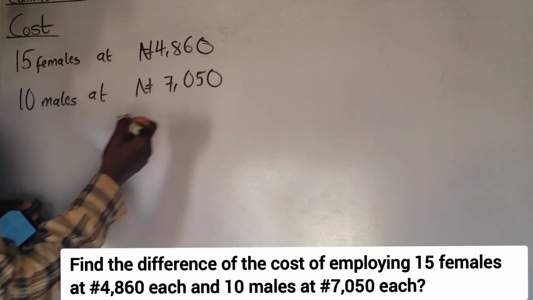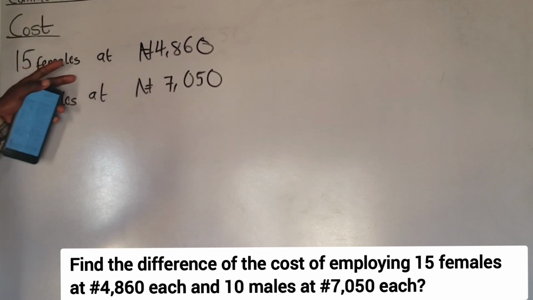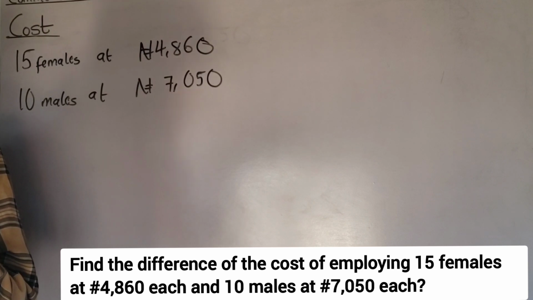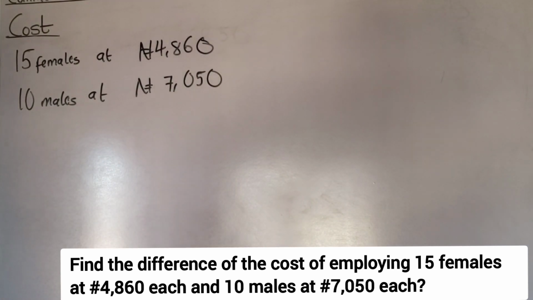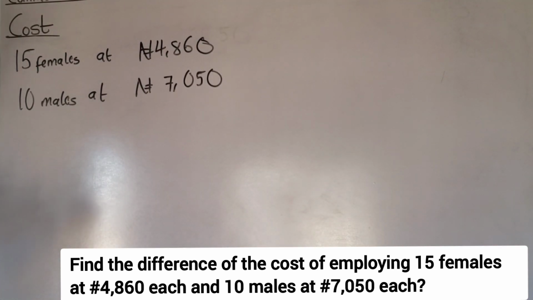The meaning of that "each" is that the cost of employing a single female is 4,860. So the total cost of employing 15 females, please pay attention, will be the product of 15 and this amount. Do you understand? Pay attention. If you look at that question, the question says find the difference of the cost of employing 15 females at 4,860 naira each. That means that let us determine the total cost for females, okay?